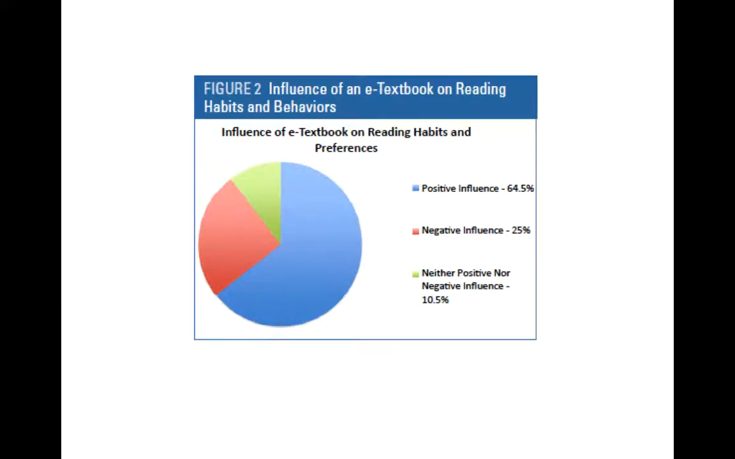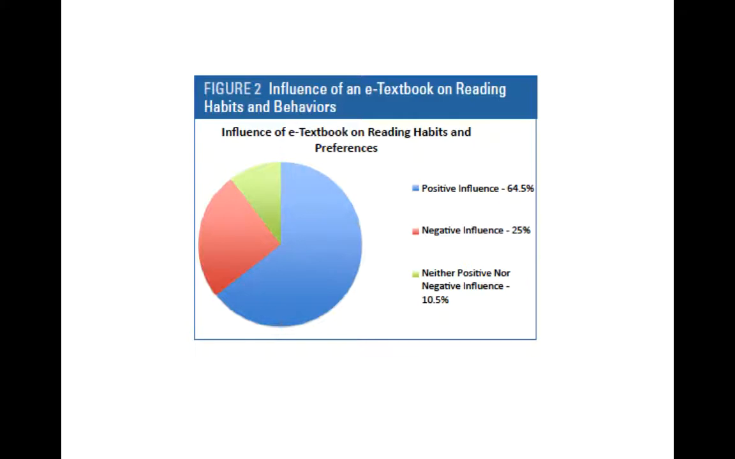I also laid out data in a pie chart. Notice here, this is my figure. There was another pie chart, that was figure 1. This is figure 2. So there's a difference between a table, which is laid out in columns and rows, and a figure, which could be a pie chart, a bar graph, a photograph, or a sample of student work. Those would be good examples of figures.